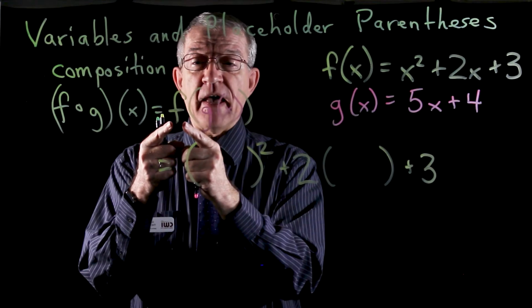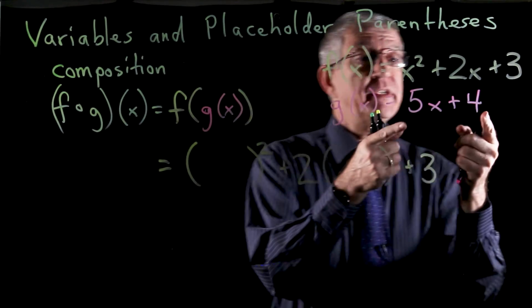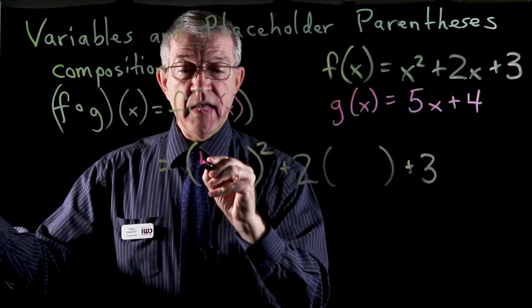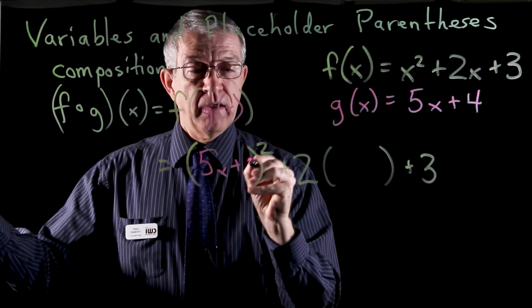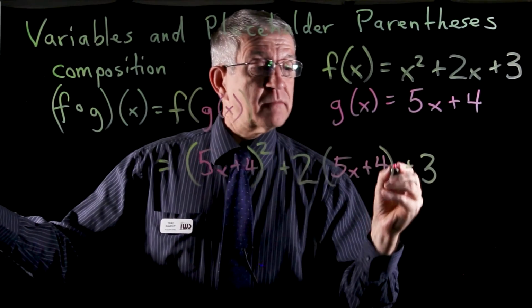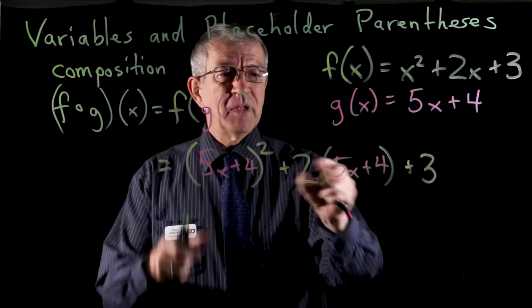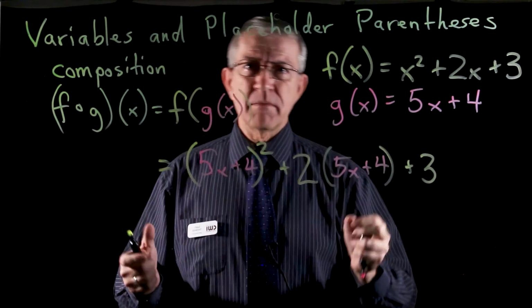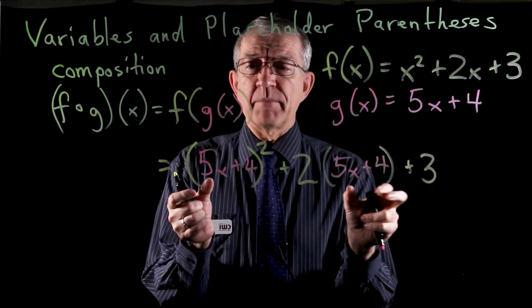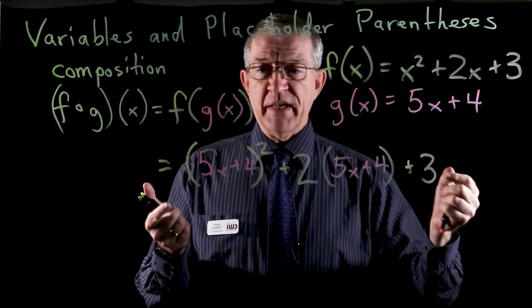Then, what is f acting on? F is acting on g of x. Well, I know what g of x is. It's 5x plus 4. And so again, not having to use any mental ability, I write 5x plus 4, and I've got it. And if the professor wants, I can multiply things out and simplify and combine like terms and those things. But this is the hard part, is setting up the composition and not letting the x's mess you up.